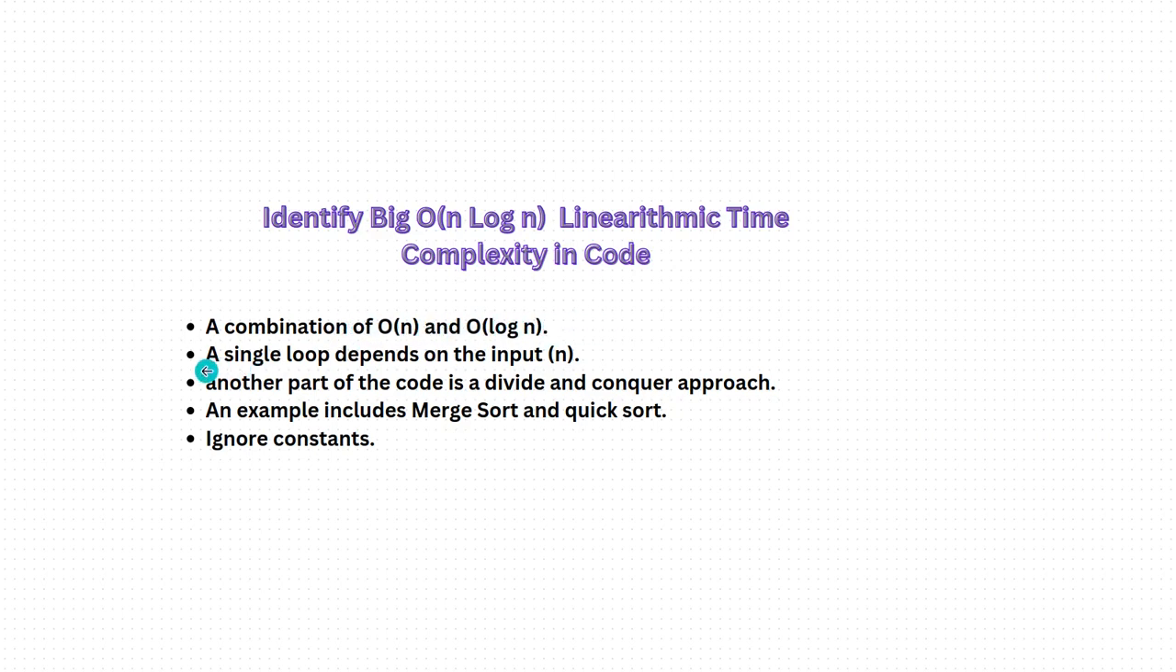All right, so the next criteria is a single loop that depends on the input n, right? So it depends on what? The input n. But another part of the code is what? A divide and conquer approach. If you remember, I just explained that the Big O of log n is doing the divide and conquer approach, while the O of n is doing the linear operation. So this is the combination of both. So another part of the code is doing what? The divide and conquer approach. So an example includes what? Merge sort and quick sort.